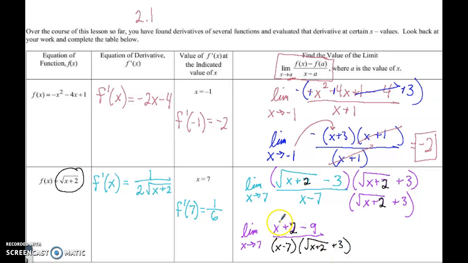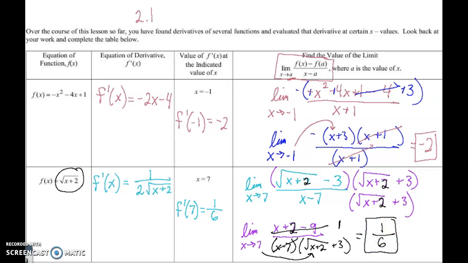So if you look in the top, x plus 2 minus 9 is x minus 7, so they'll cancel with this. So you still have a 1 on top, remember that. And now I can directly substitute 7 in here. Well, the square root of 7 plus 2, so 7 plus 2 is 9, square root of 9 is 3, plus 3 is 6, so we're left with 1/6.